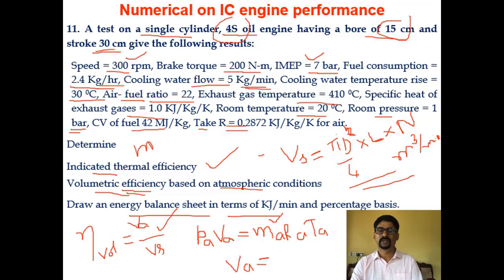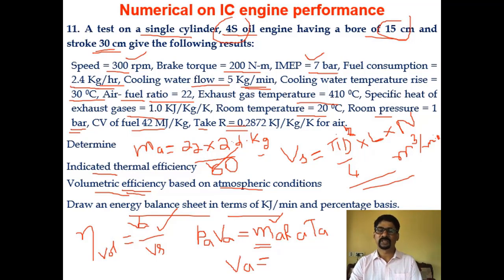That is 22 into 2.4, because the air fuel ratio is 22 into MF, which is 2.4. So you get 22 into 2.4, and this you will get in kg per hour. You have to convert this into kg per minute, because here Ma should be substituted in kg per minute. So divide this by 60. So 22 into 2.4 by 60 will give kg per minute.